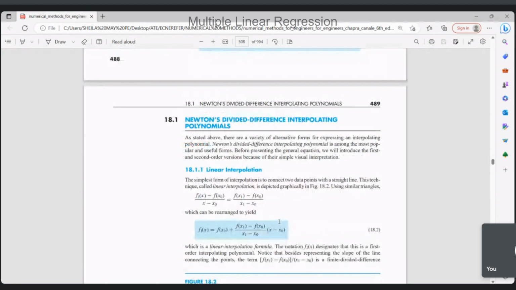Newton's divided difference interpolating polynomials. As stated above, there are a variety of alternate forms of expressing an interpolating polynomial. Newton's divided difference interpolating polynomial is among the most popular and useful forms. Before presenting the general equation, we will introduce the first and second order versions because of their simple visual interpretation. Now, first, we have the linear interpolation.